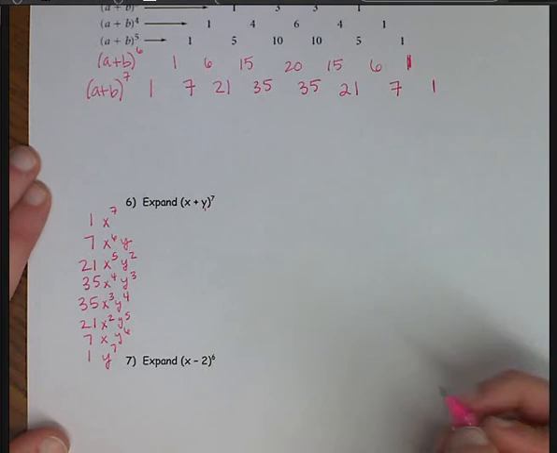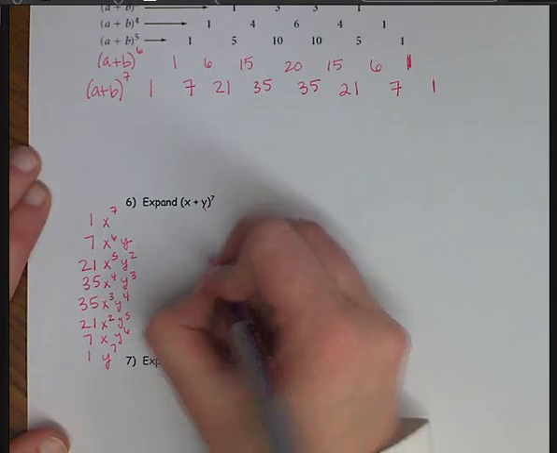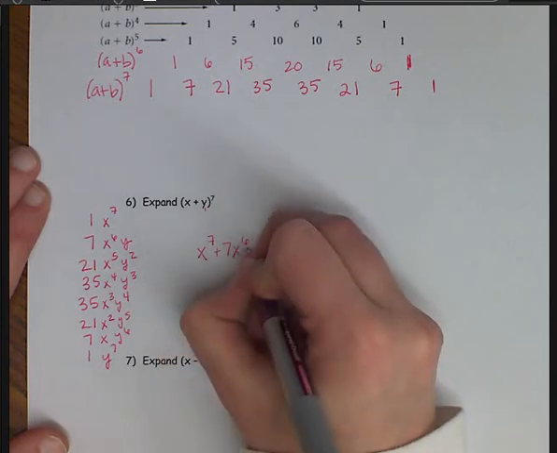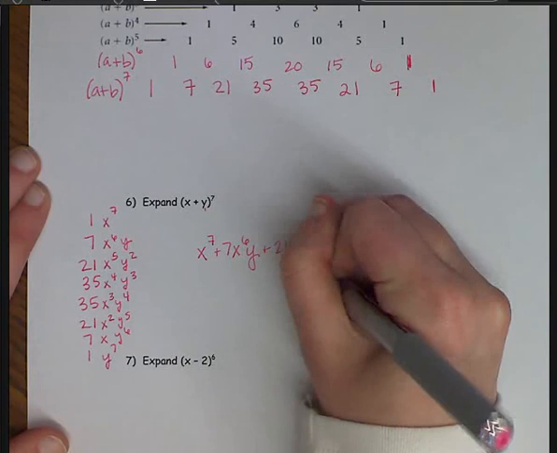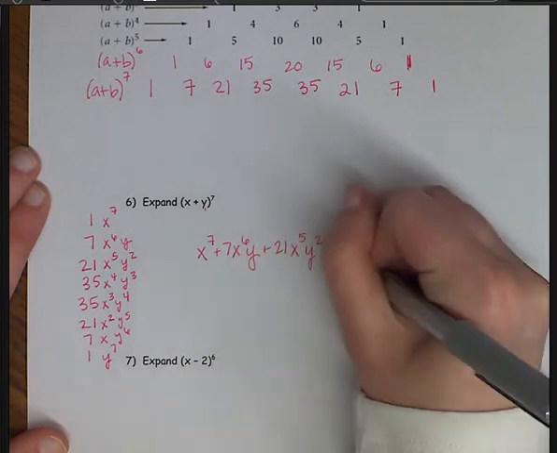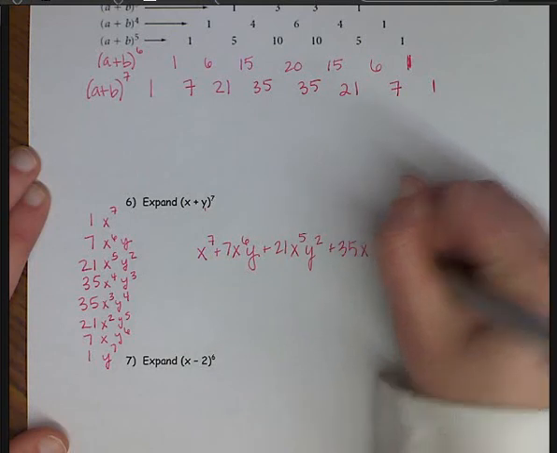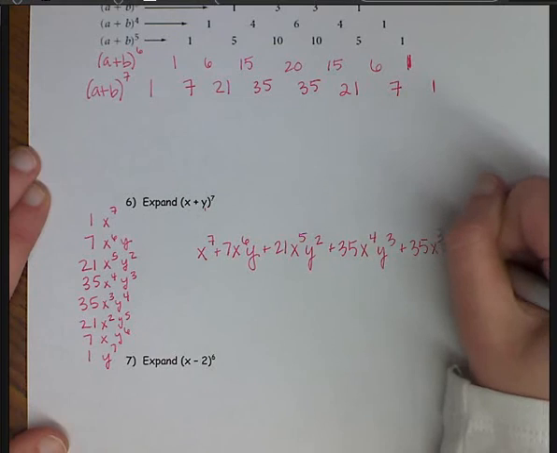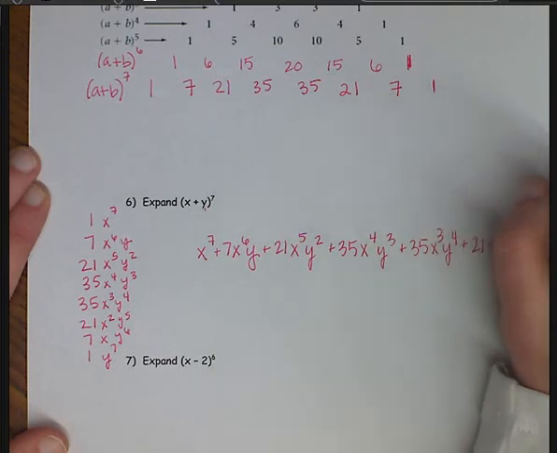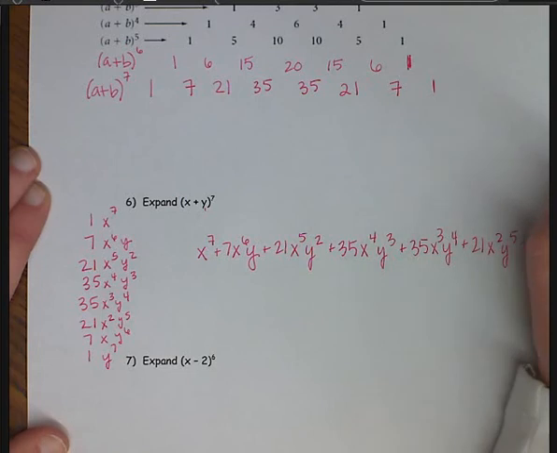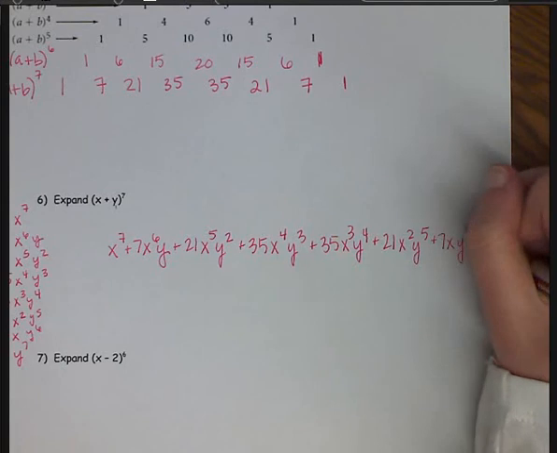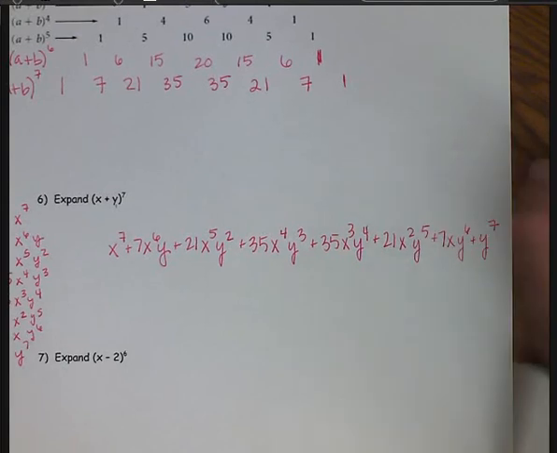So I can write all this out. Going across, I have 1 x to the 7th plus 7 x to the 6th y plus 21 x to the 5th y squared plus 35 x to the 4th y cubed plus 35 x cubed y to the 4th plus 21 x squared y to the 5th plus 7 x y to the 6th and plus y to the 7th.